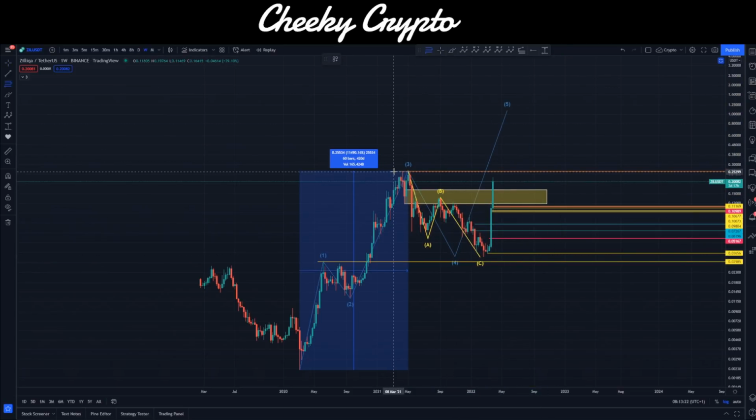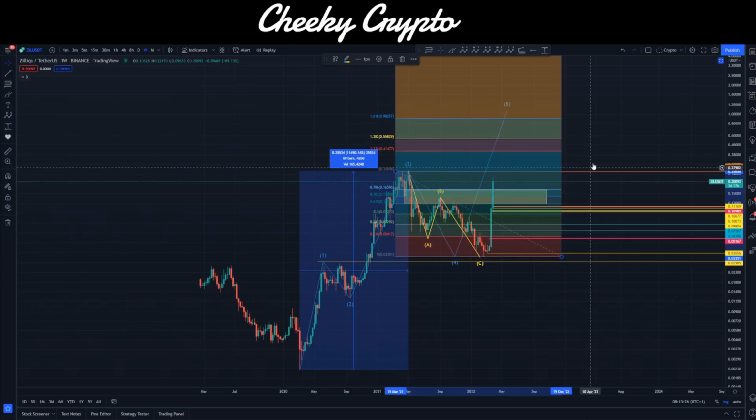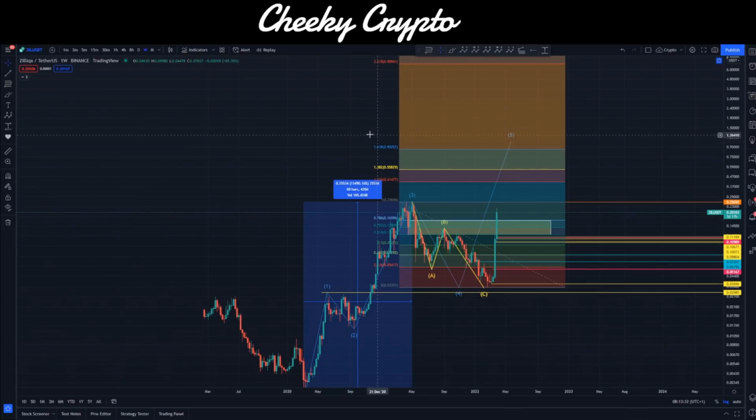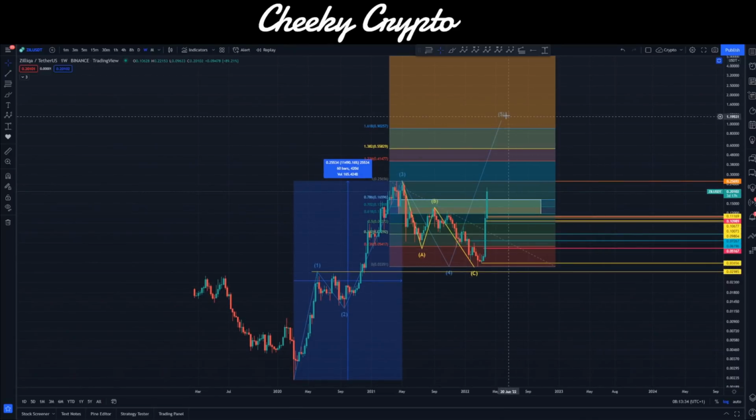So instead, we should be thinking around that $0.90 to $1 range with that 1.618. I think it's incredibly unlikely that we're going to go to a 2.618. So we're probably going to be in and around this 1.618 by the time we finish, in my opinion. So this fifth wave will be somewhere in this range.